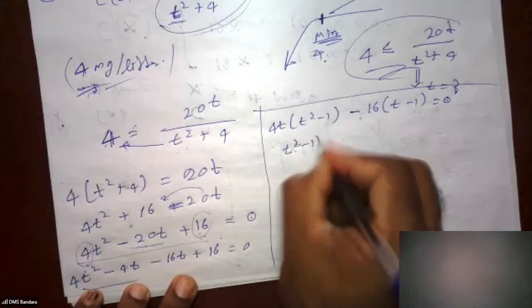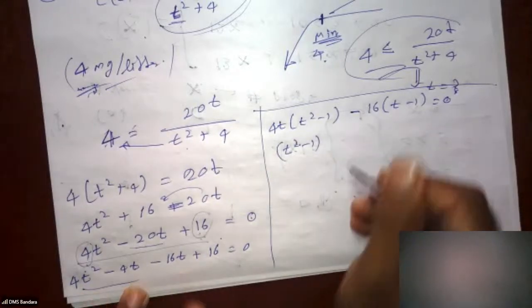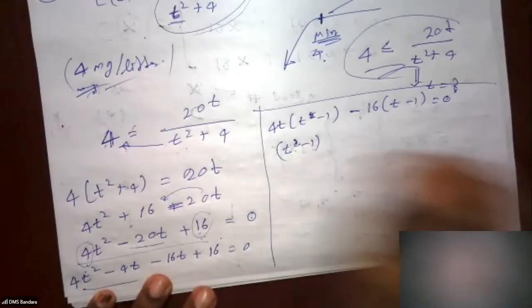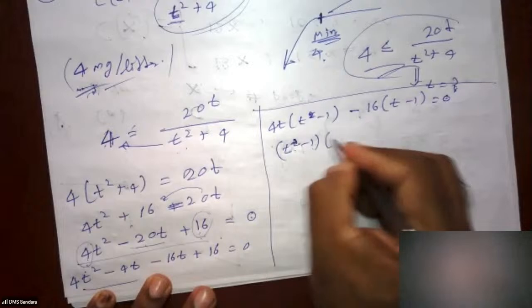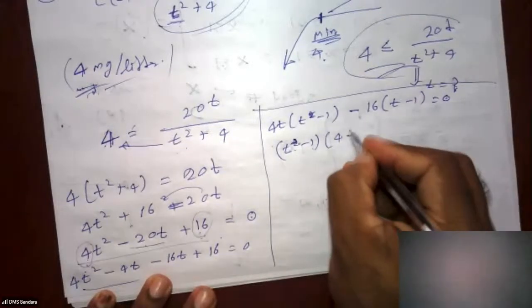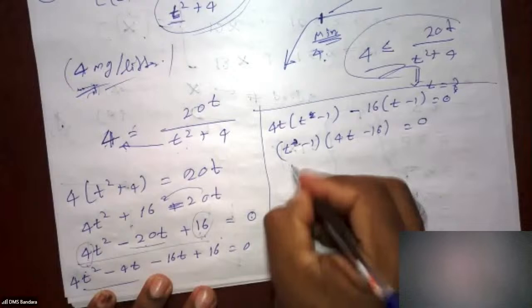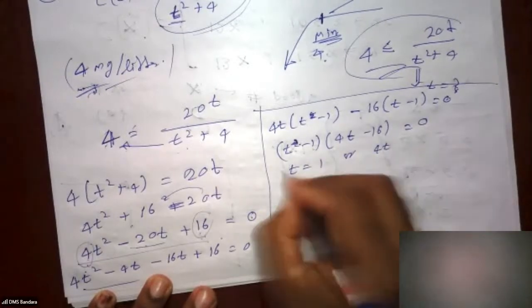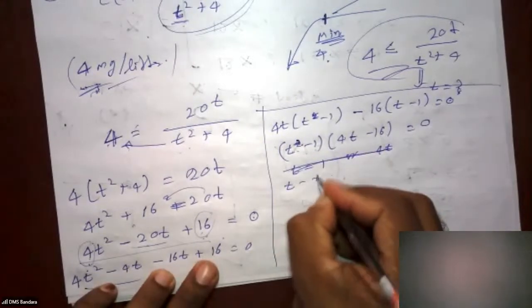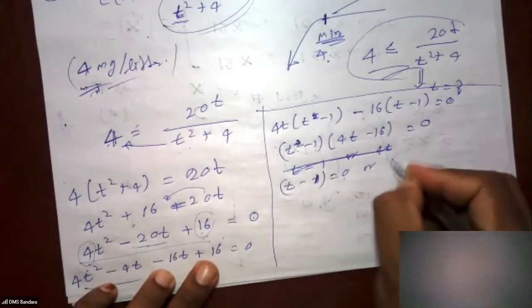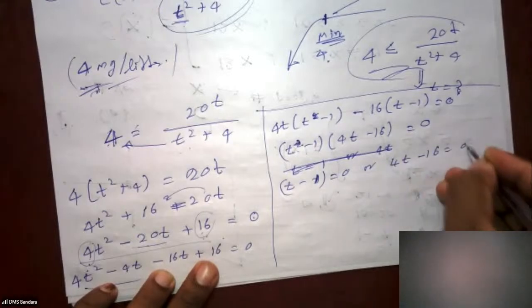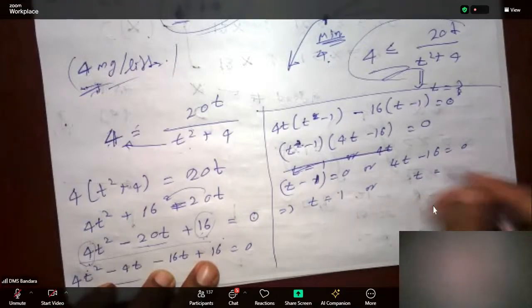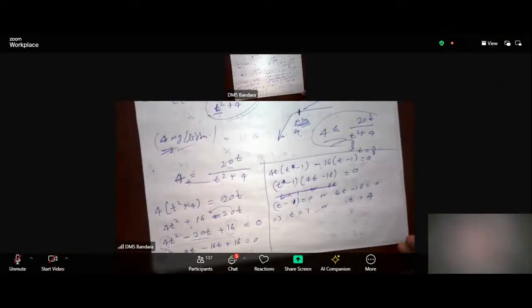No, yes, t. Not t squared, t. (t minus 1) is a common factor of this equation. Then the rest is 4t minus 16 equals 0. So we can write t minus 1 equals 0 and 4t minus 16 equals 0. From this one we get t equal 1, and t equal 4. Right?